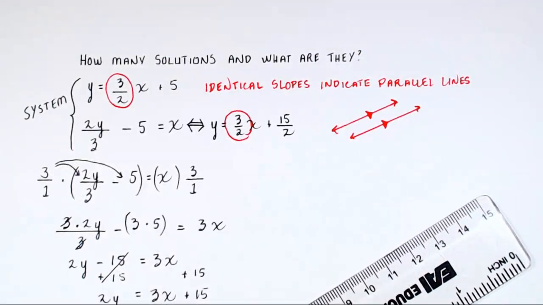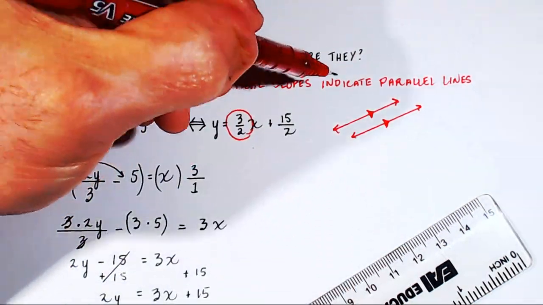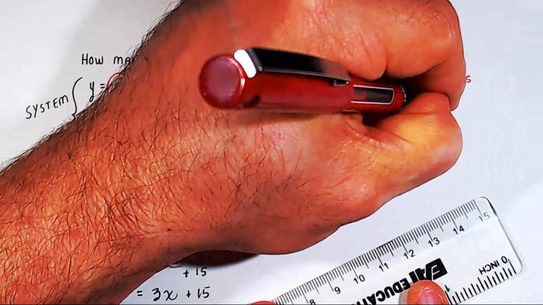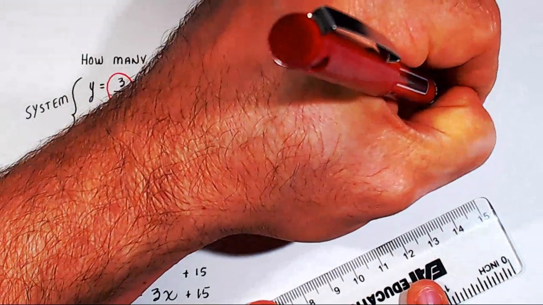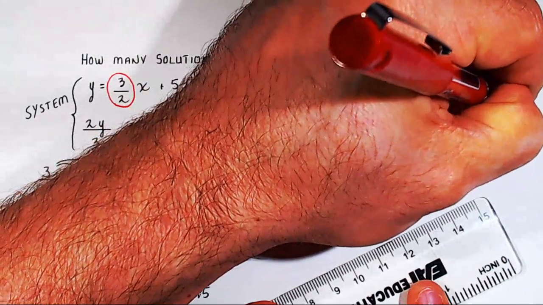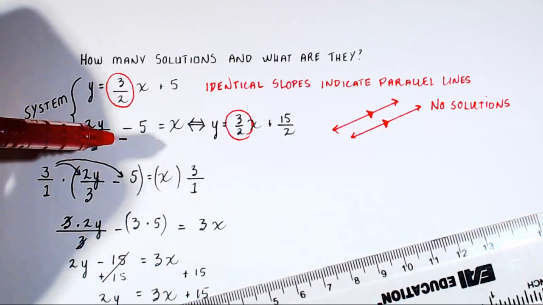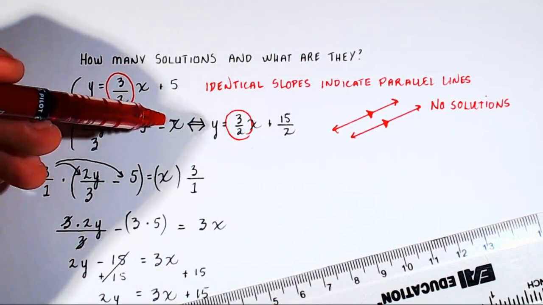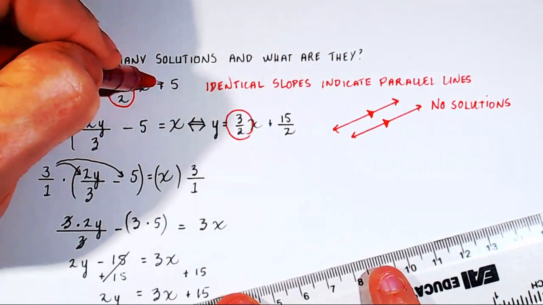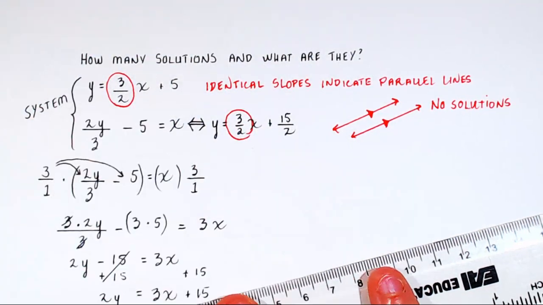My question is, are these lines ever going to cross? No. So since these lines will never cross, this indicates there are no solutions to this system. No solutions. So you could stop right there. If you were to graph these two lines, you would never find a point where they intersect, right? One of them just has a y-intercept of 5 and the other one has a y-intercept of 7.5.